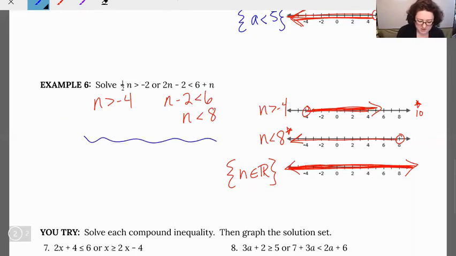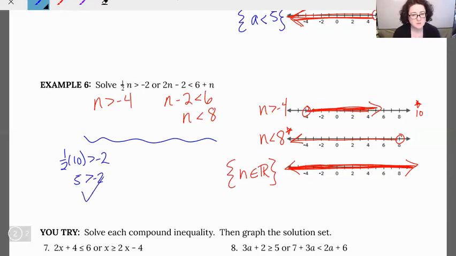The original inequality would be 1/2 times 10 is greater than -2. That gives me 1/2 of 10 is 5, and 5 is definitely greater than -2. So as soon as I have one solution that works, I have a valid solution. It checks. Again, it's just like the and/or statements in geometry from last year. For and statements, both pieces have to be true, you need your overlap. But for or statements, as long as one piece is true or the other piece is true, you can include that in your solution set. Just like before, go ahead and try the you-try problems, pause your video, and then come back to see how you did.